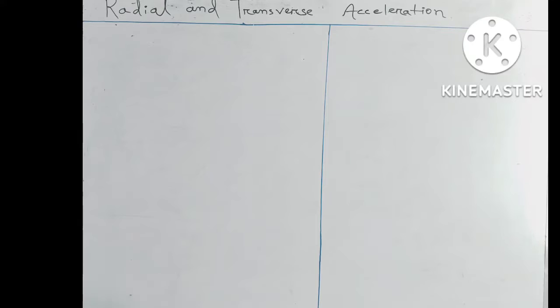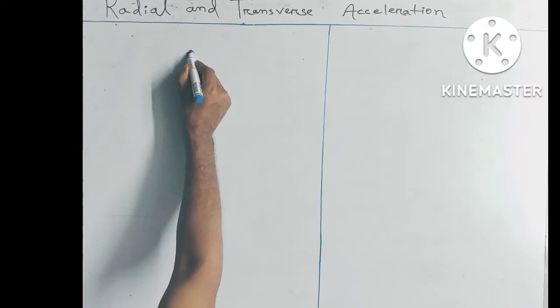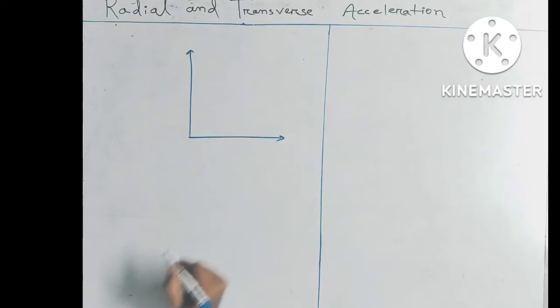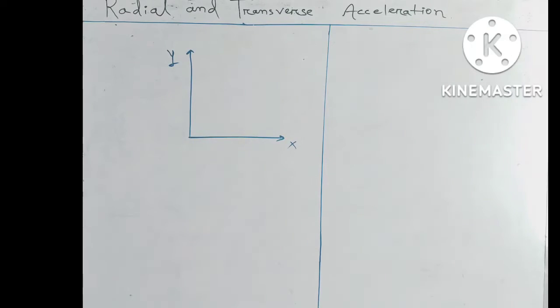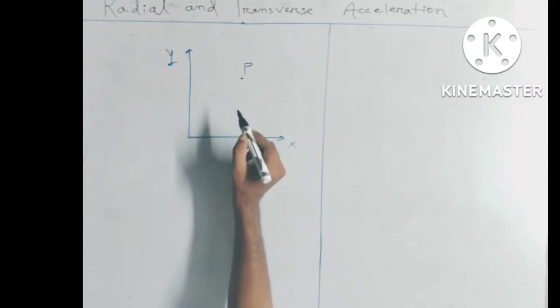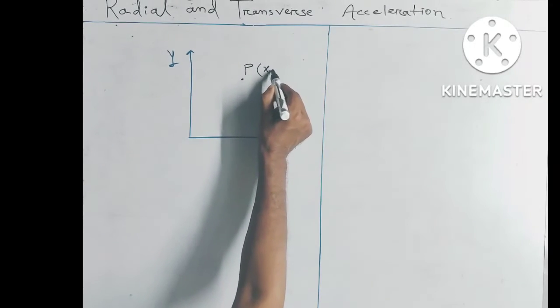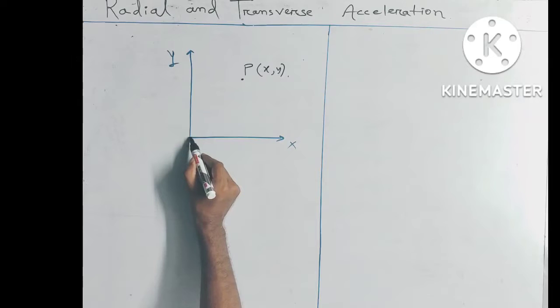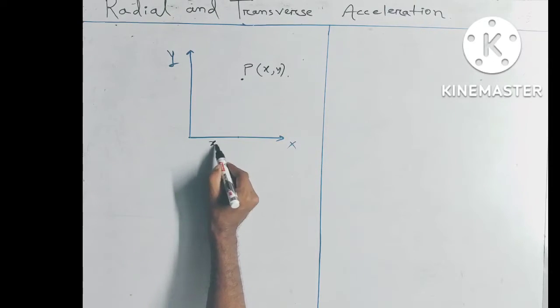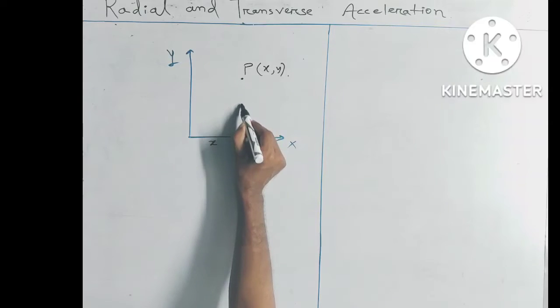So let's draw a Cartesian diagram like this, where this is the x-axis and this is the y-axis. Now let's take a point on the Cartesian axis. Let's say P is a point and its coordinate is x comma y. So how do you get this coordinate? Along the x-axis this distance is x, and along the y-axis this distance is y.